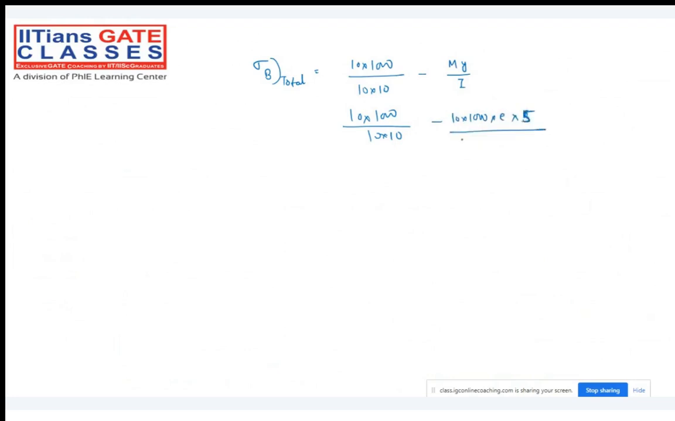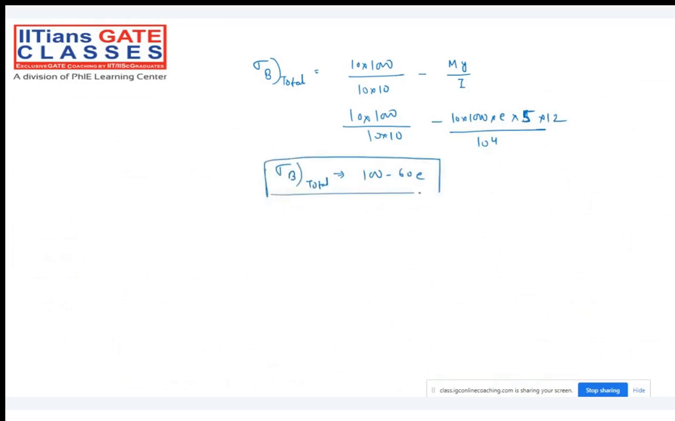Sigma bottom total. Because of the normal stress, it will be 10 into 1000 load divided by area. And because of the bending, My by I. So once again, I will be writing 10 into 1000 divided by 10 into 10 minus bending moment. What is the bending moment which is being applied? 10 into 1000 into E. Y is what? Once again it is 5 divided by I, 10 power 4 divided by 12. So if you just do that, we'll be getting what? 100 minus 60.